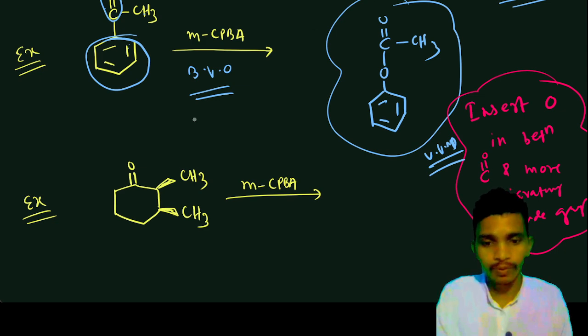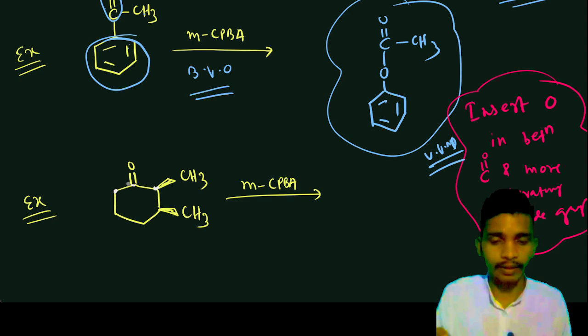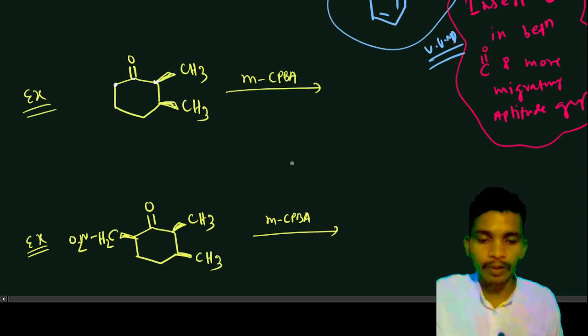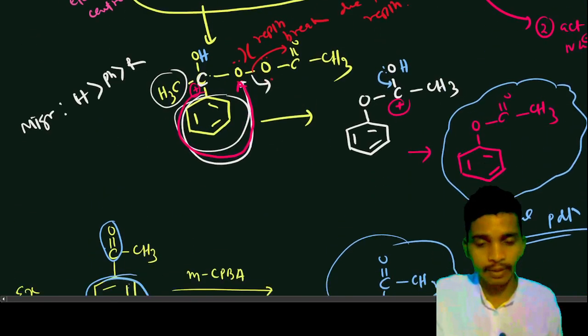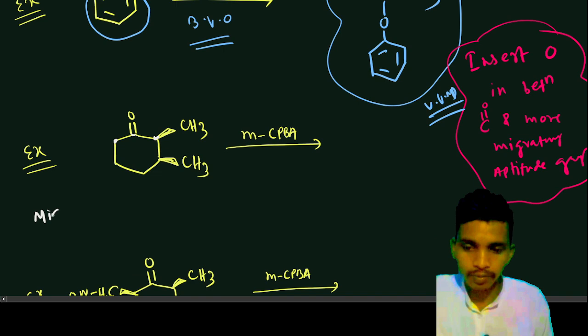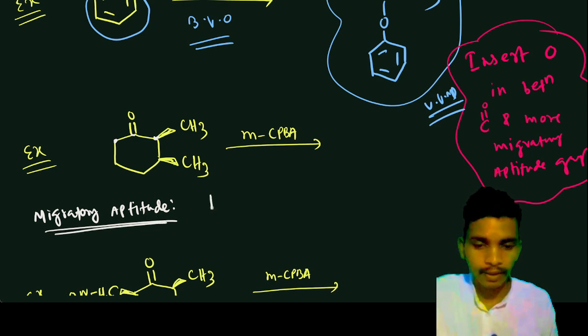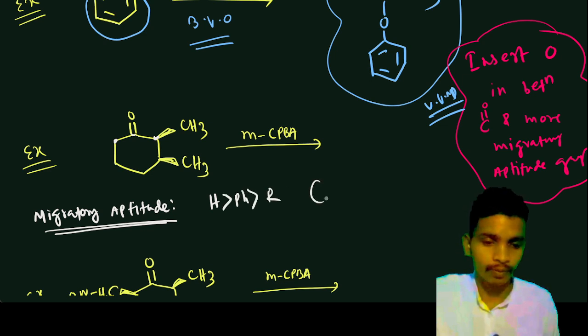The same thing we can do here. Here we have the CO, so this is there and this is there, meaning the CO group is adjacent to this carbon and this carbon. Now check which has the more migratory aptitude. As I said in the previous class also, migratory aptitude plays a very important role in the Baeyer-Villiger oxidation. The order is first hydrogen, then phenyl, then alkyl groups.